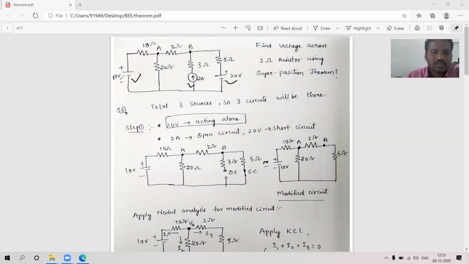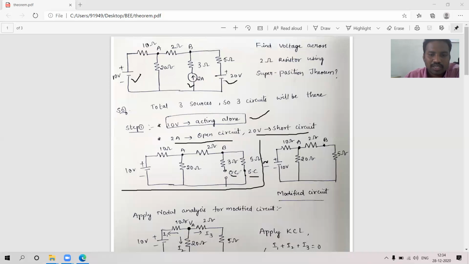That means when 10 volts is acting alone, the 2 ampere current source is replaced by open circuit, and the voltage source is replaced by short circuit. Okay, let us redraw the circuit. Here the 2 amps I have replaced with open circuit, and this 20 volts I have replaced with short circuit. Okay, this is the actual circuit we got in step 1.